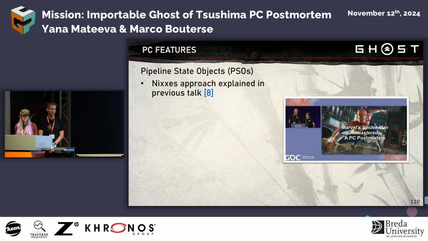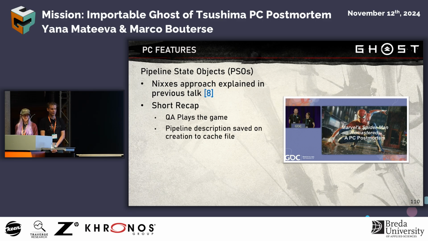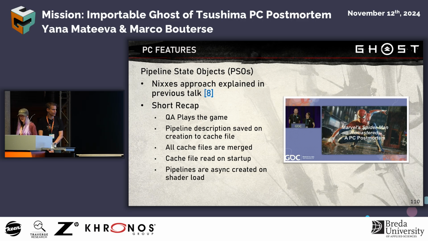The typical Nixxes approach has already been explained by Michiel and Rebecca in their Marvel's Spider-Man Remastered PC Postmortem. But for a short recap, QA plays the game as they do. Whenever they hit a draw call that has a unique pipeline description that we haven't encountered before, we save that description to a cache file on disk. Then we collect all of these cache files, we merge them using an in-house tool. We read the cache file on startup, and then whenever we load in a shader, any pipelines that are associated with it get created on worker threads.